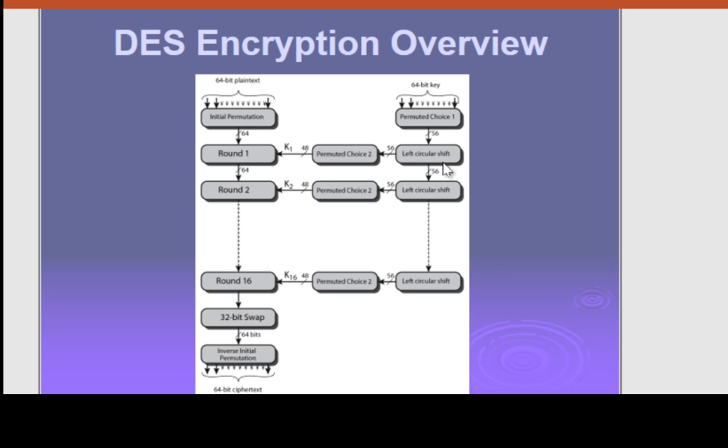For each round, the left circular shift is done, permutation choice 2 is done, and that 56 bits becomes 48 bits, and that will be the sub key for each round. After finishing all those 16 rounds, a 32-bit swap is done, and then the final permutation, which is the inverse of the initial permutation, and you will get the ciphertext. So this is the encryption process of the Data Encryption Standard.